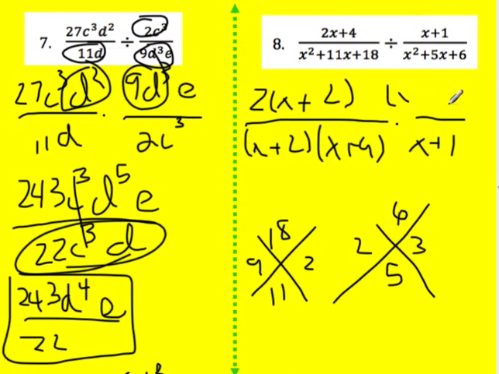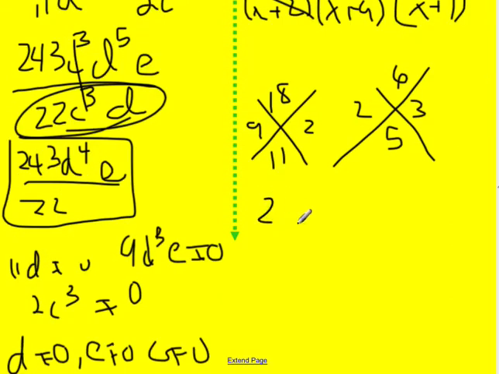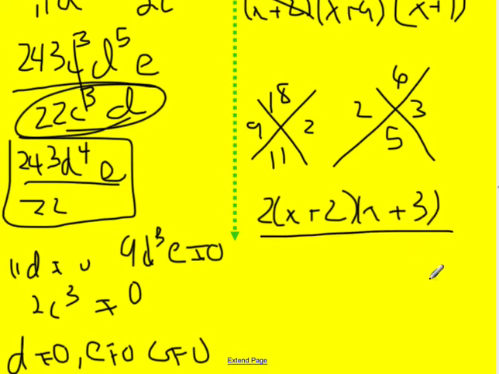So I get x plus 2, x plus 3. Now, since I'm multiplying, I can go ahead and cross off any factors that are overlapping. Well, I can cancel out the x plus 2's, and that's actually all that cancels out. So what I'm left with is 2 times x plus 2 times x plus 3 divided by x plus 9 times x plus 1.